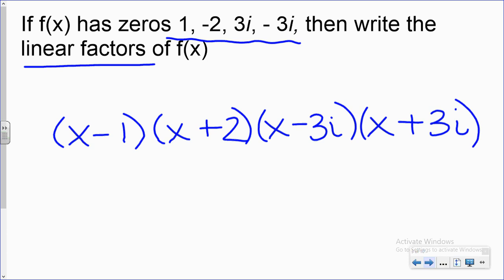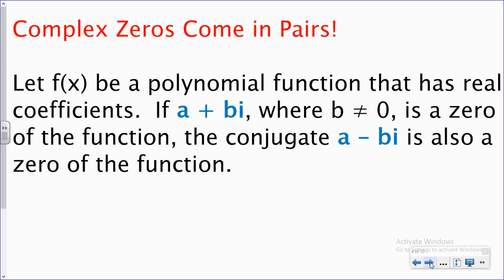All right, now, Caleb, you had a thought. What was that thought? Okay, Caleb is saying eyes come in pairs. Do you remember something that sounds like that? Maybe, maybe not. If you don't remember, here's your reminder. If you have a complex zero, then you will also have its conjugate as a zero. Complex conjugates come in pairs, or complex zeros come in pairs.